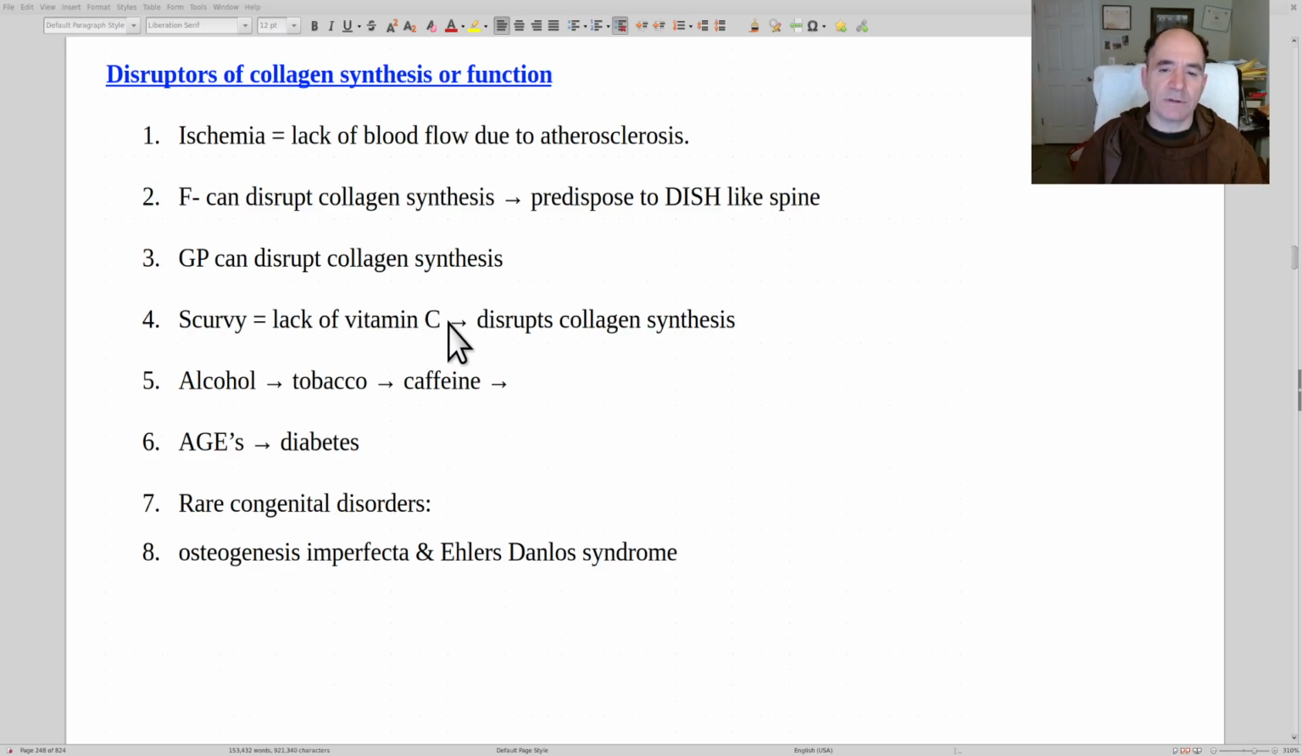Scurvy, a lack of vitamin C, can also contribute to collagen synthesis problems. Other things too, AGEs, advanced glycation end products associated with diet or diabetes, can make things a little worse, and in some rare disorders. So anyways, these are all things that can make your collagen disrupted, and they can lead to spinal degeneration. All these things can contribute to that.